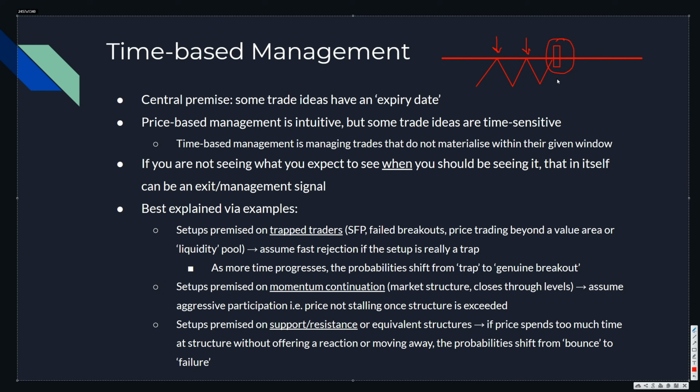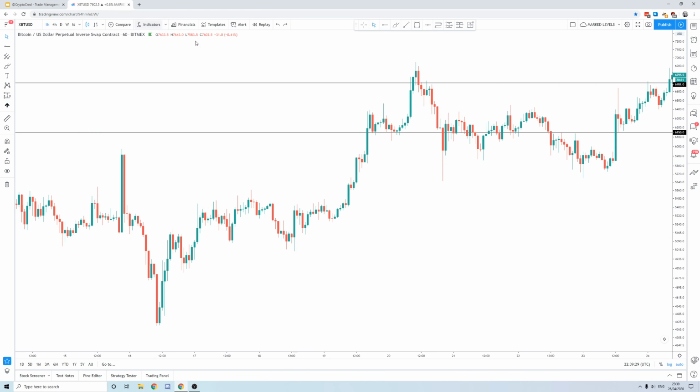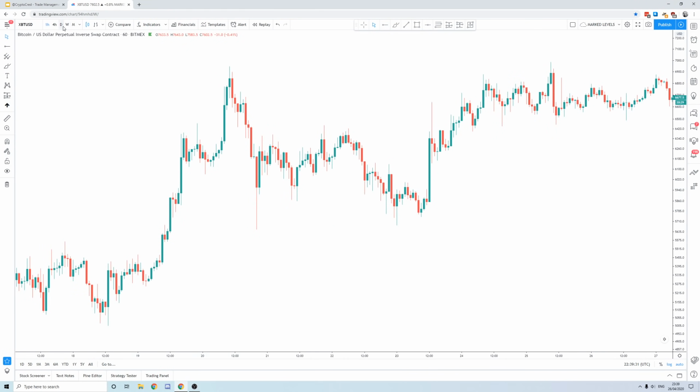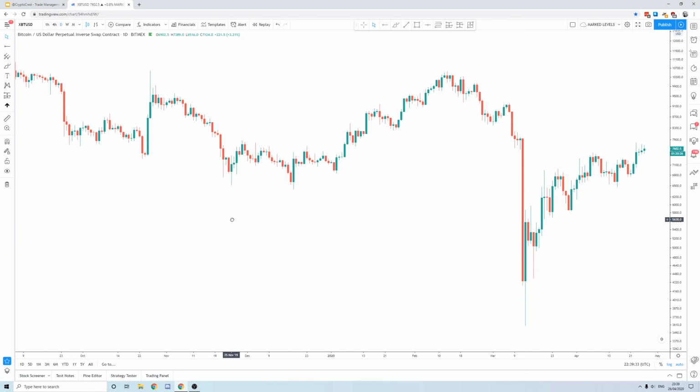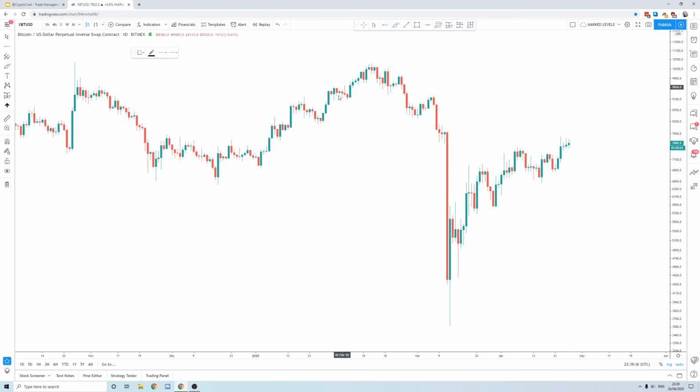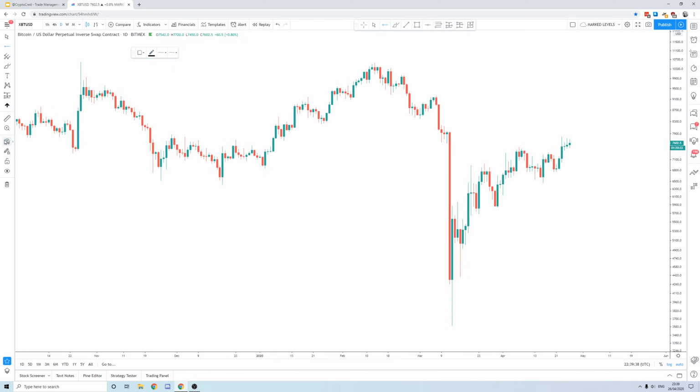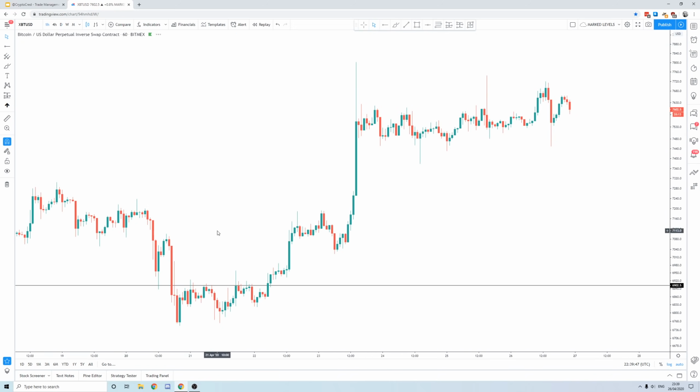And then also setups premised on support resistance or equivalent structures. So if price spends too much time at a structure without offering a reaction or moving away, the probabilities shift from bounce to failure. And there's another chart example for that here. A trade which I had to scratch for a small loss, but ultimately ended up saving me quite a bit, because had I not done so, the loss would not be small. So it was this 6900 level here. Daily range low, support resistance pivot, very important. Okay.